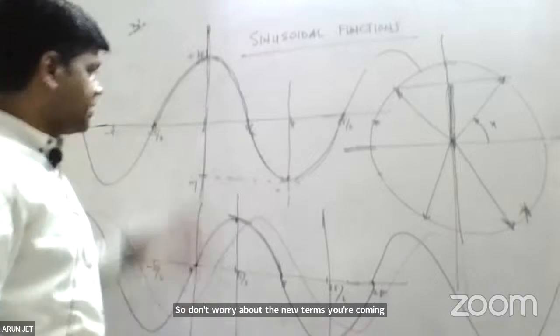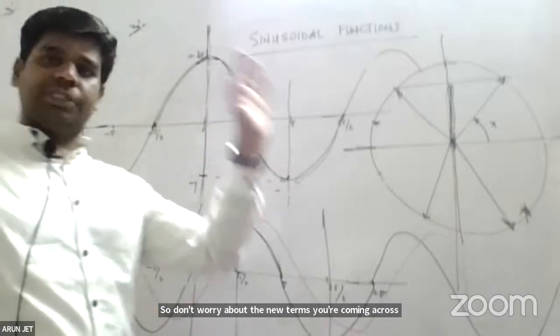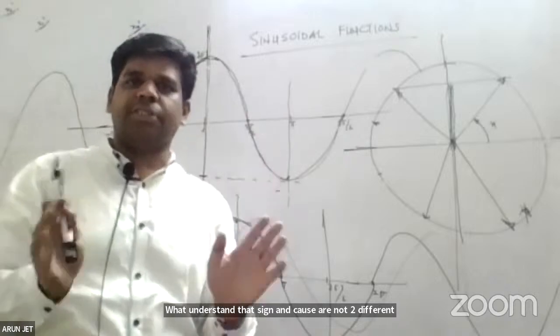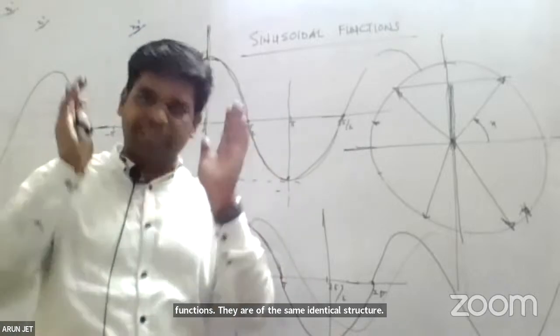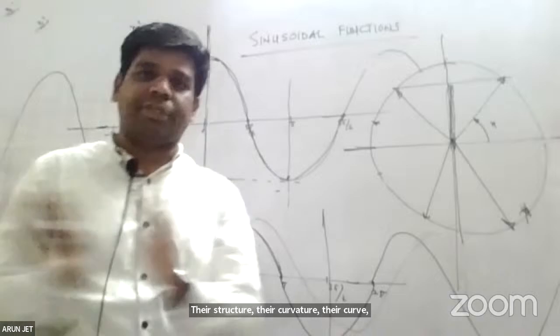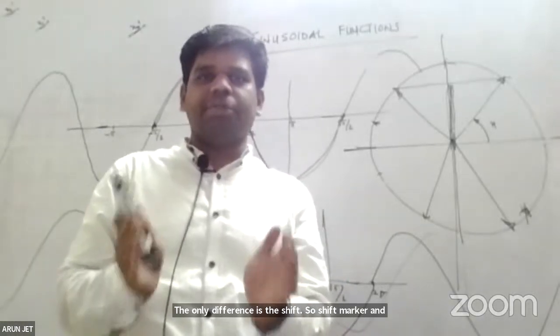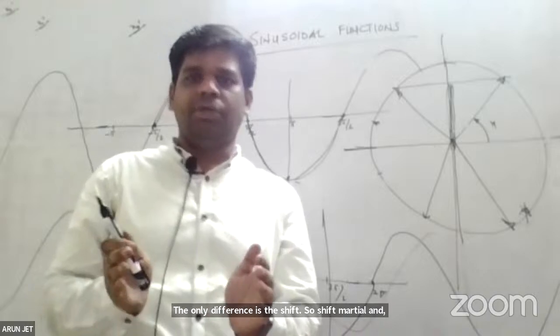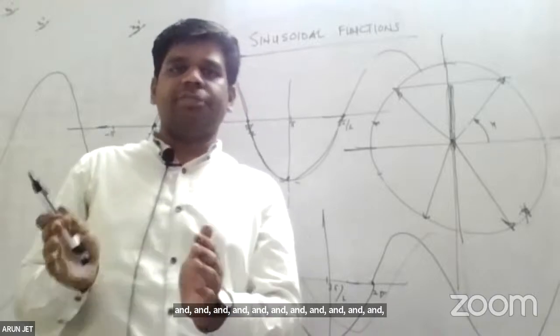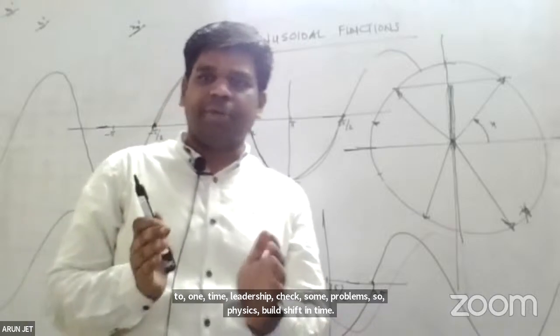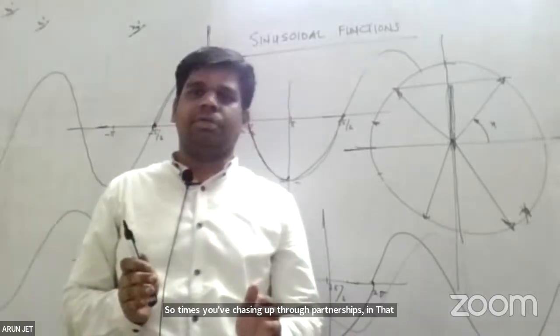But understand that sine and cos are not two different functions. They are of the same identical structure. Their structure, their curvature, their curve, everything is identical. The only difference is the shift. So the difference is there only when we talk about shift. But when we shift, we shift in time. In problems, in physics, we shift in time. So when we shift time or shift coordinates, that will not affect the other parameters of the phenomena.